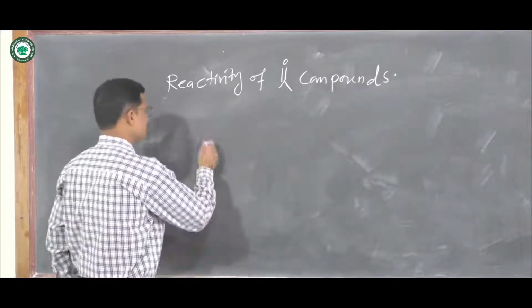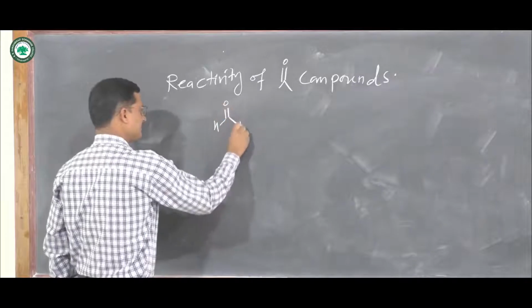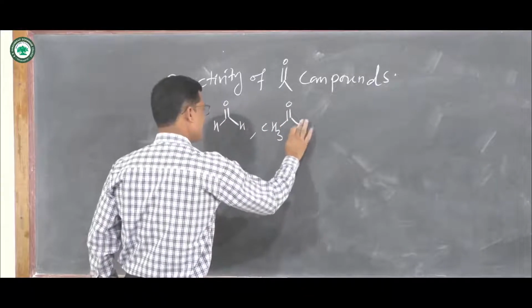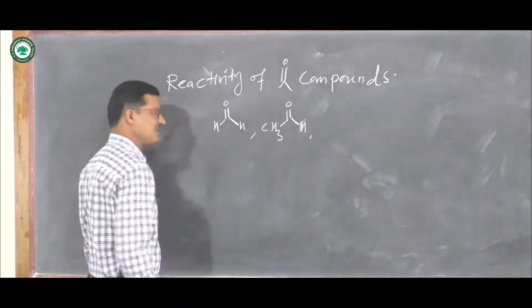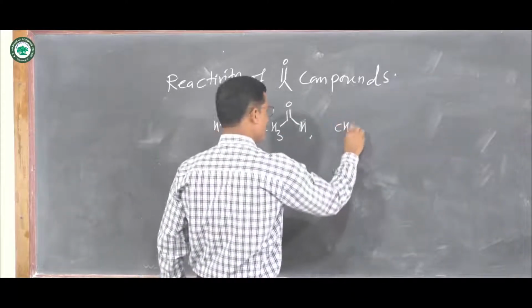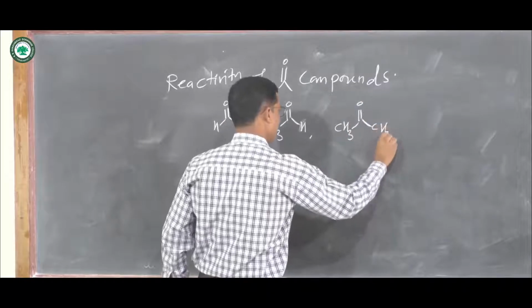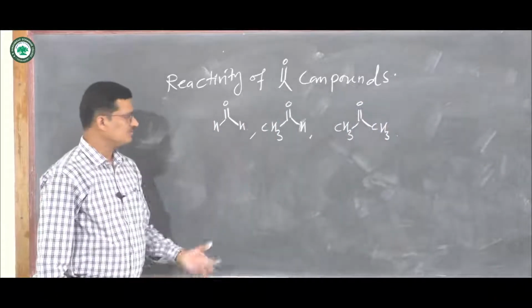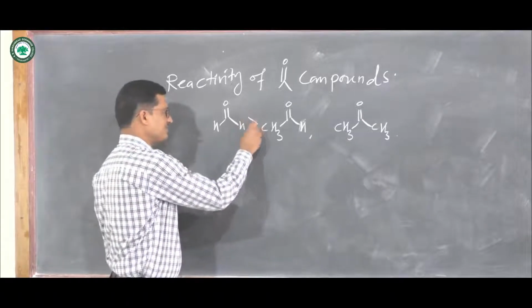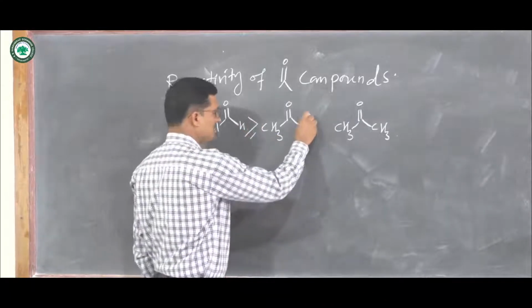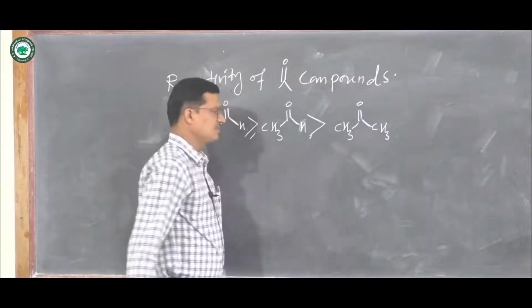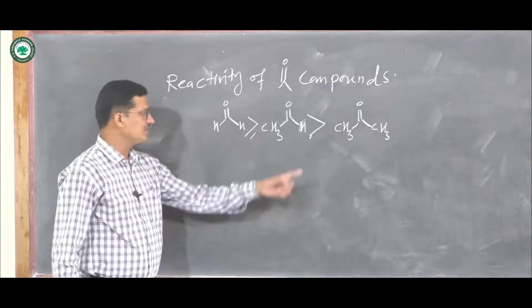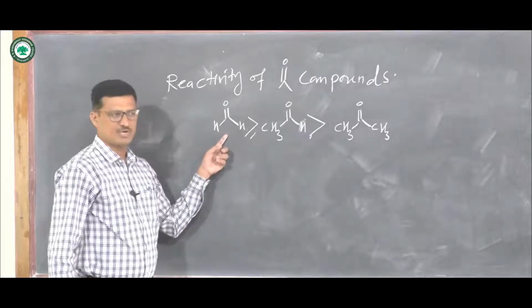Suppose we take one simple example. You take an aldehyde, then a second aldehyde, like acetaldehyde, and a ketone, and then we think about the reactivity of these three compounds. The first compound is more reactive than the second, and the second compound is more reactive than the third. So the third compound has the least reactivity towards nucleophilic addition, and the first compound has the most reactivity.